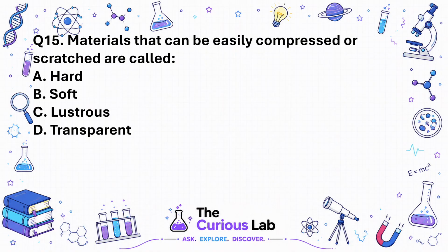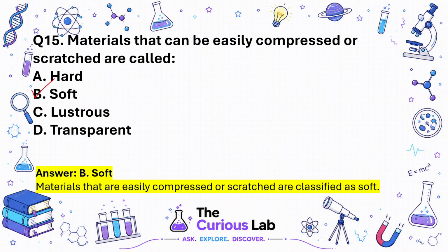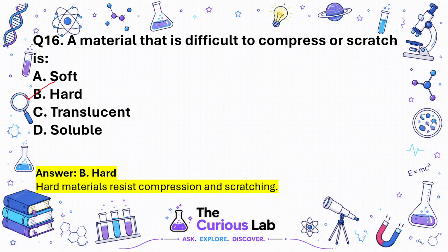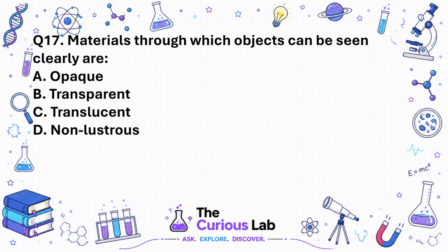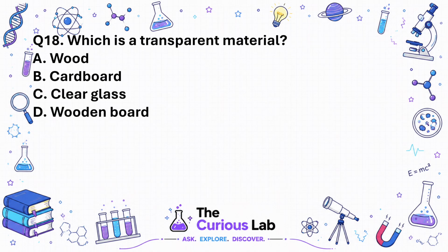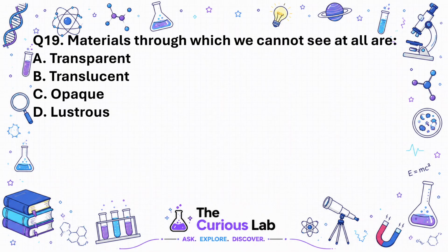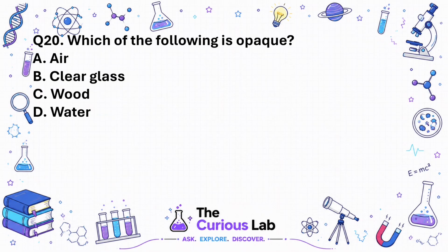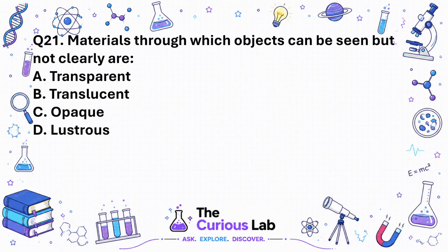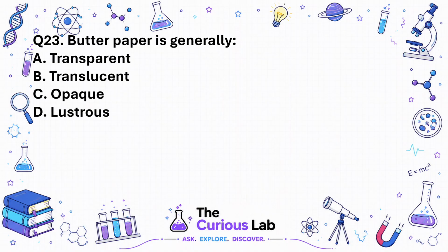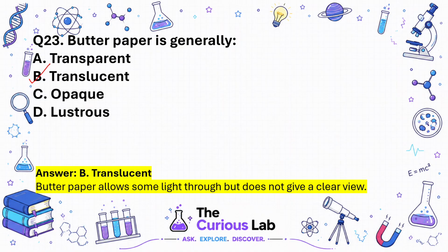Materials that can be easily compressed or scratched are called soft. A material that is difficult to compress or scratch is called hard. Materials through which objects can be seen clearly are called transparent. Which is a transparent material? Clear glass. Materials through which we cannot see at all are called opaque. Which of the following is opaque? Answer is wood. Materials through which objects can be seen but not clearly are translucent. Which is translucent? Frosted glass. Butter paper is generally translucent.